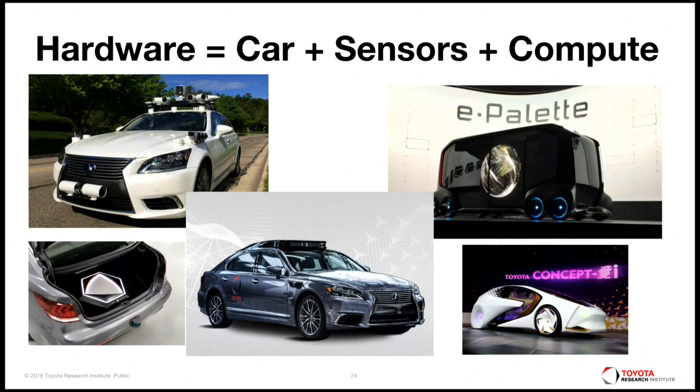This is, for instance, our Platform 2 prototype from last year. This is our current prototype, Platform 3. And you should see them on the road fairly soon. I mentioned the e-palette, and this is a concept car called Concept-i that we will demo at the Olympics in 2020. And so obviously the car.